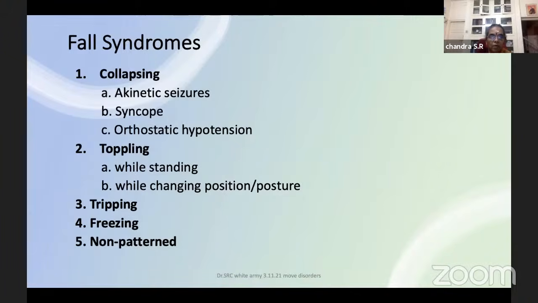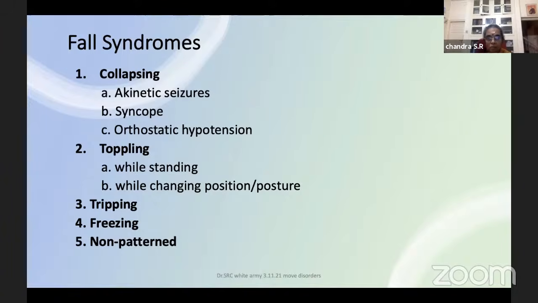The falls may be collapsing falls. So he said you should characterize the fall. Collapsing fall, it may be a seizure. It can be a syncope, or it can be orthostatic hypotension, suddenly collapse and fall. Or it can be a toppling fall while standing. It can be cataplexy attacks, drop attacks. No? They are toppling falls.